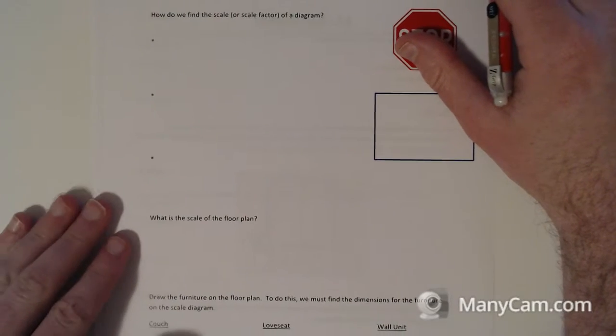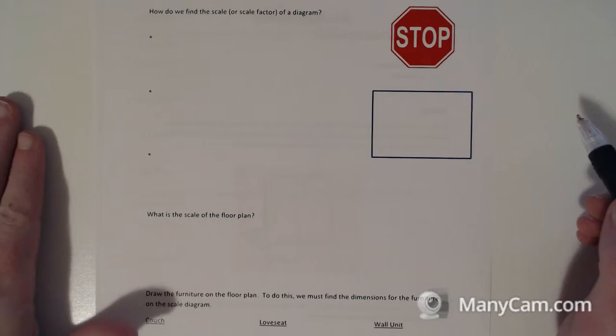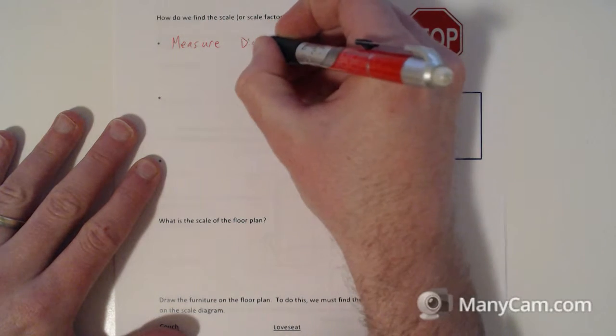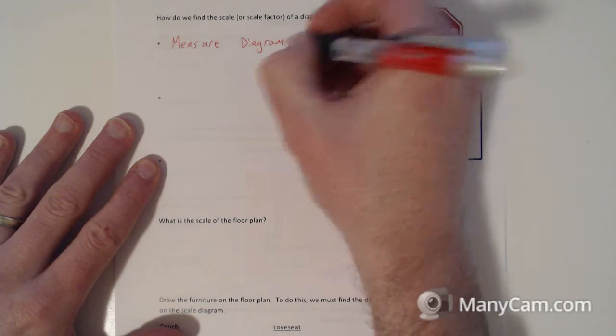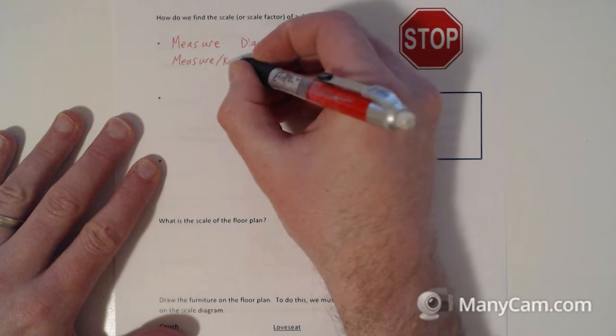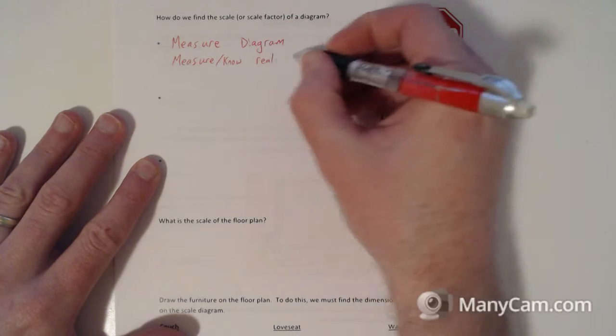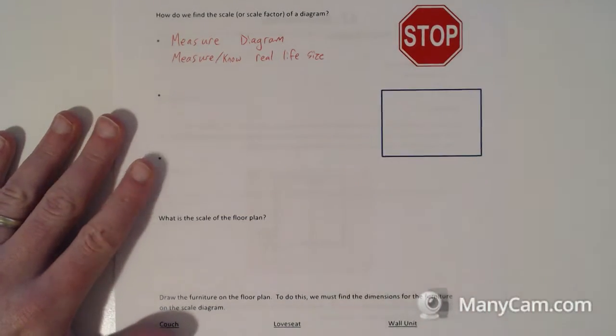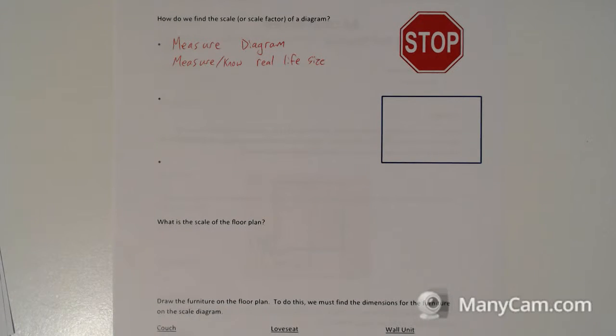So how do we find the scale or scale factor of a diagram? Kind of three steps we have to do. Number one, we need to measure the diagram. And we need to measure or know the real life size of something. So we need measurements of both. If we don't know both, then we cannot find out what the scale is. At least one of them. We need to know one length in the diagram and what it is in real life.